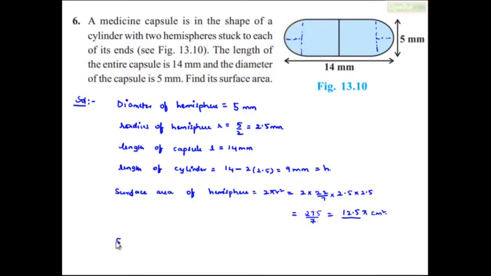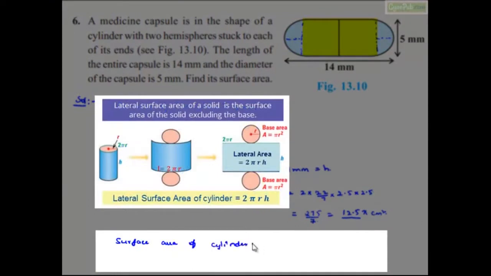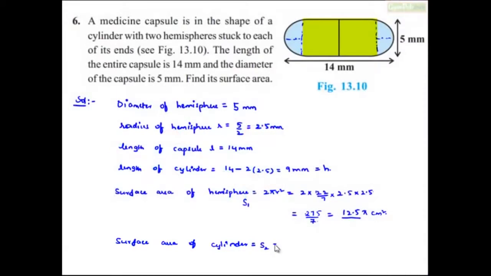Now let us also find the lateral surface area of cylinder. Let this be S1 for hemisphere and S2 for the cylinder, that is equal to 2 pi rh, that is equal to 2 times pi, let it be as it is, and radius we have as 2.5, and the height or the length of the cylinder is 9, that is equal to 2 times 2.5 is 5 and 5 times 9 is 45 pi centimeter square.